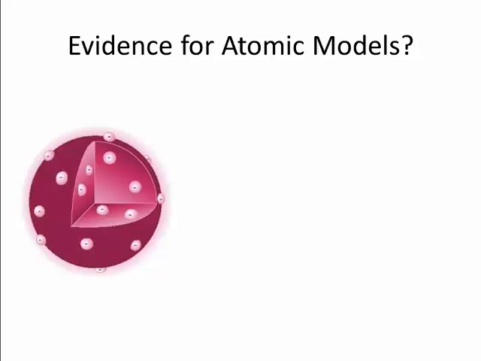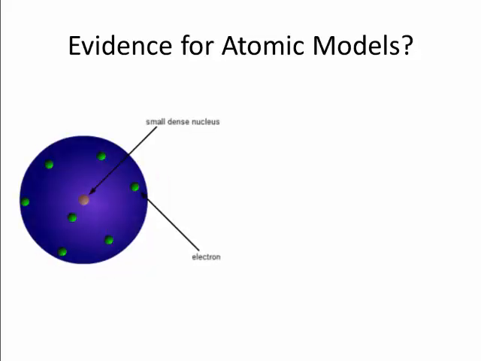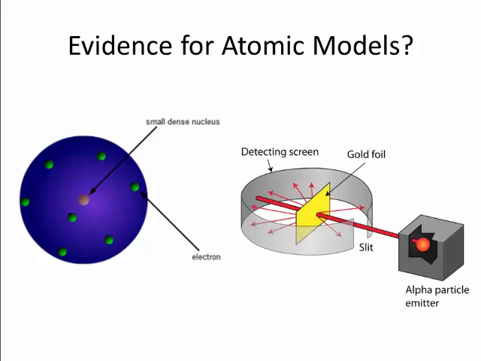What then led Rutherford to revise Thomson's model to now include a dense central core? He saw alpha particles shot at a thin sheet of gold foil, sometimes bouncing off at crazy angles.